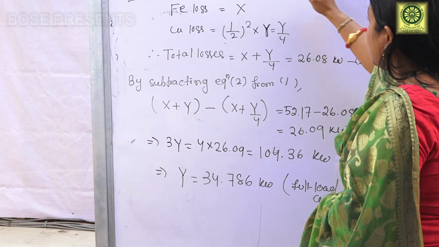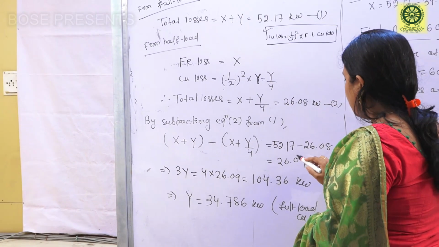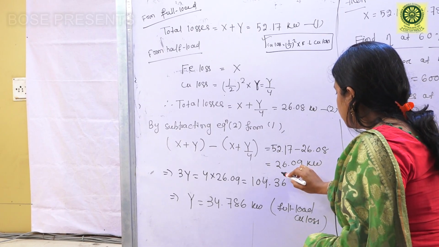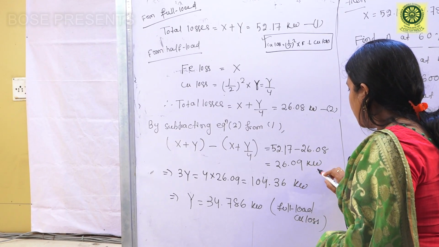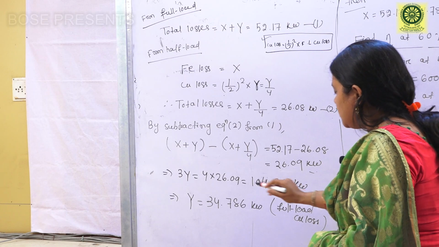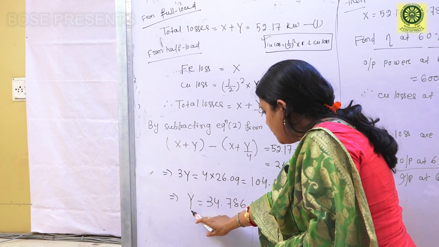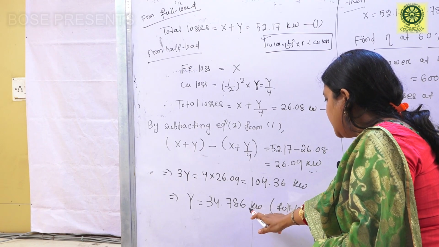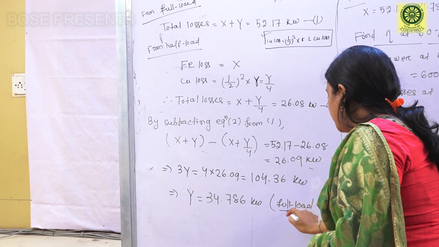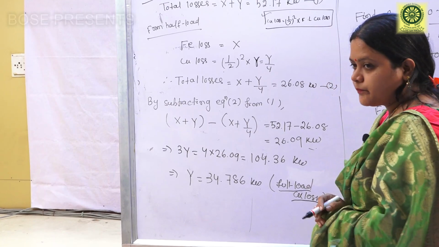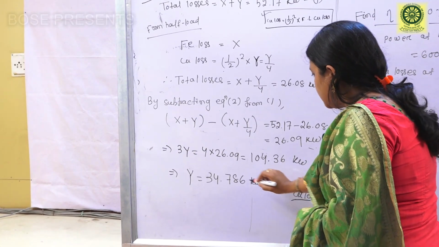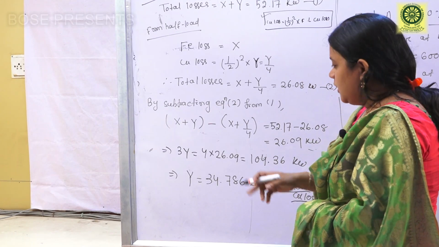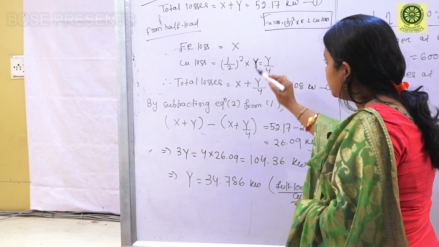So subtracting equation 2 from equation 1, we get X plus Y minus X plus Y by 4, which is equal to 52.17 minus 26.08, which is equal to 26.09 kilowatt. So from this we get Y is equal to 34.786 kilowatt, that is full load copper loss. So full load copper loss is 34.786 kilowatt. Now how to find the X?